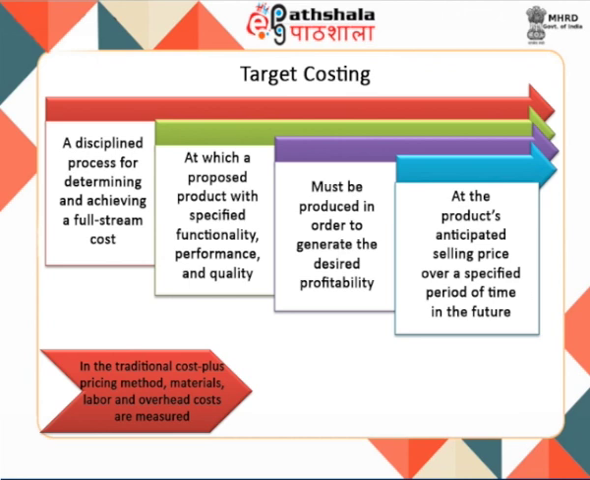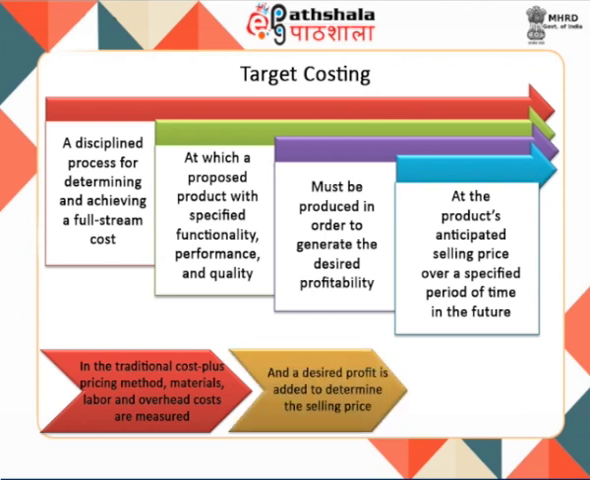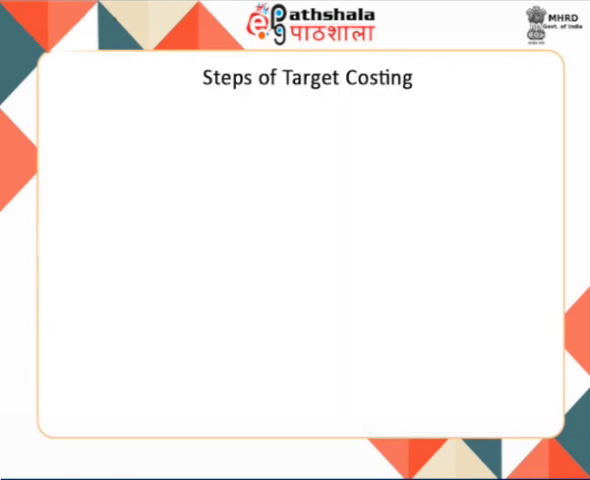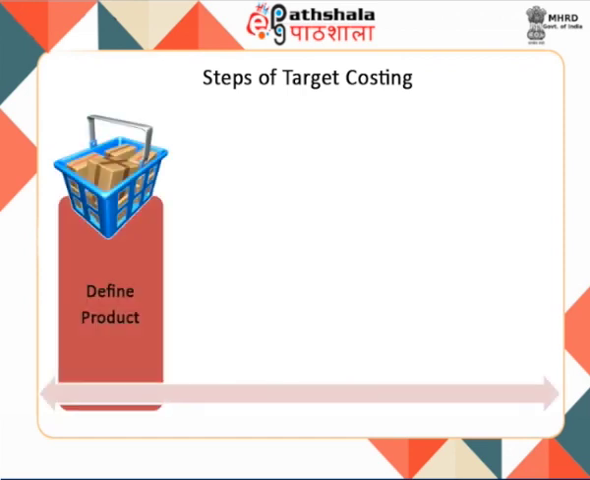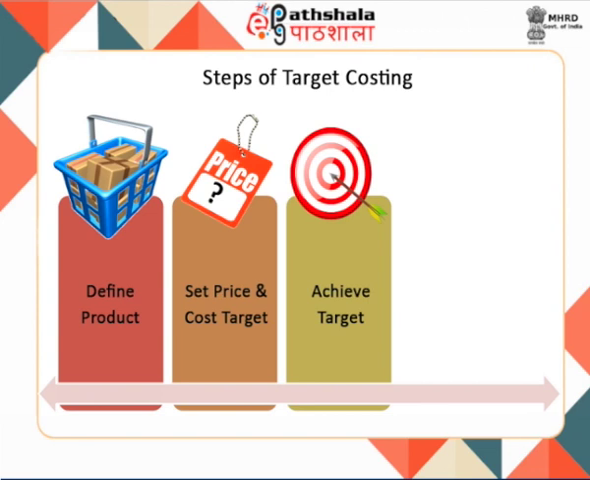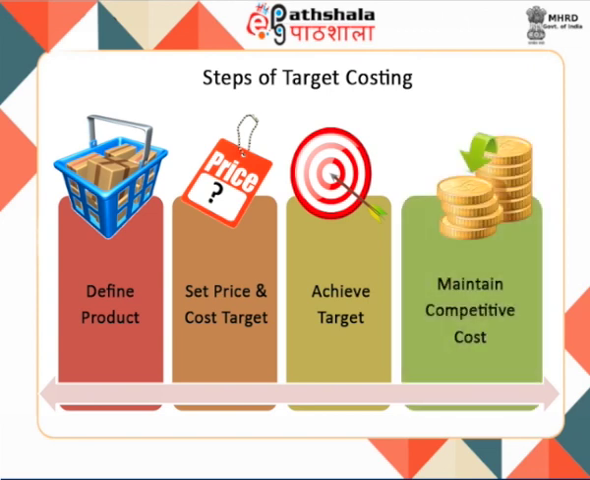In the traditional cost plus pricing method, materials, labor, and overhead costs are measured and a desired profit is added to determine the selling price. Target costing involves setting a target cost by subtracting a desired profit margin from a competitive market price. The four basic steps of target costing are: number 1, define the product; number 2, set the price and cost targets; number 3, achieve the targets; number 4, maintain competitive costs.